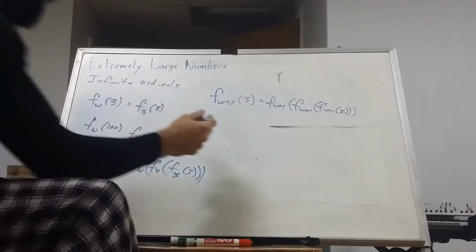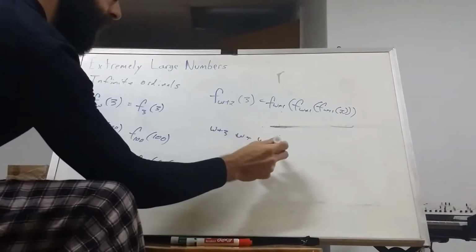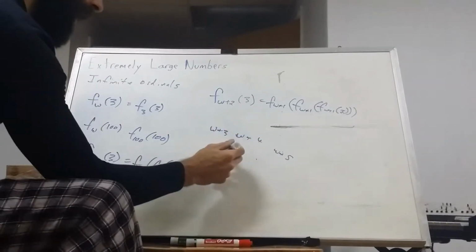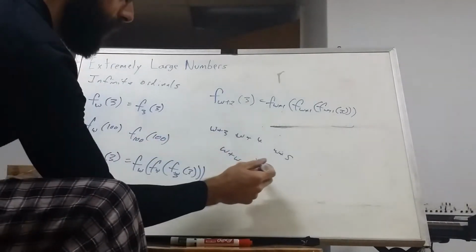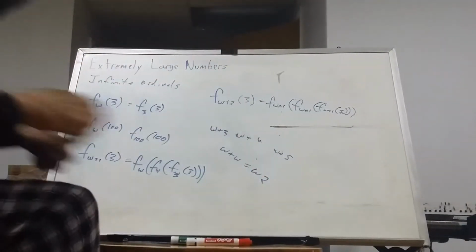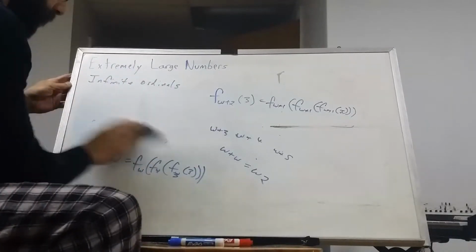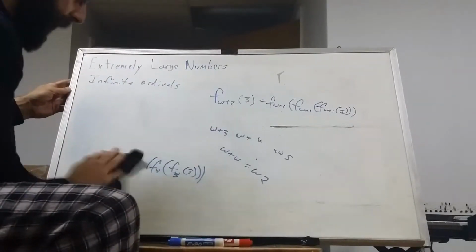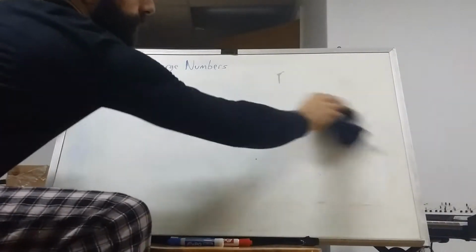And we can keep going from there. We can have omega plus 3, omega plus 4, omega plus 5, and we can even have omega plus omega, which turns into omega 2. So with a fresh board, I'm going to do an example of that. We're going to plug omega 2 into the fast-growing hierarchy and see how we would evaluate something like that.